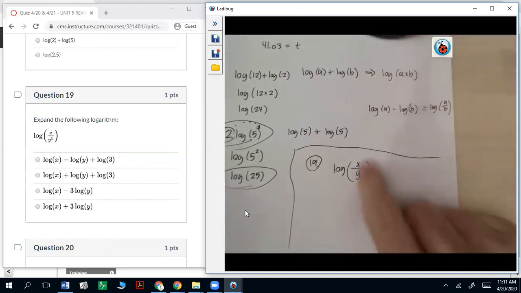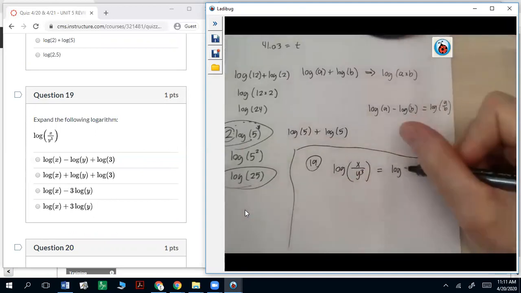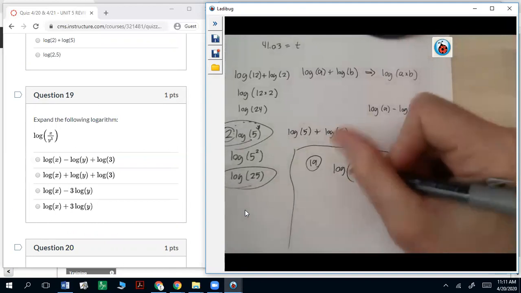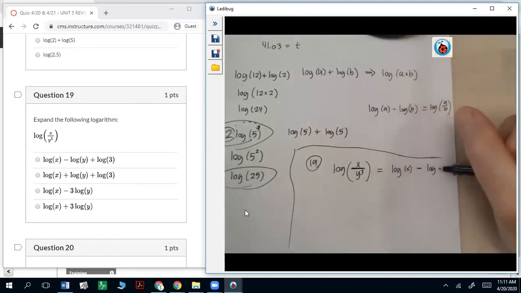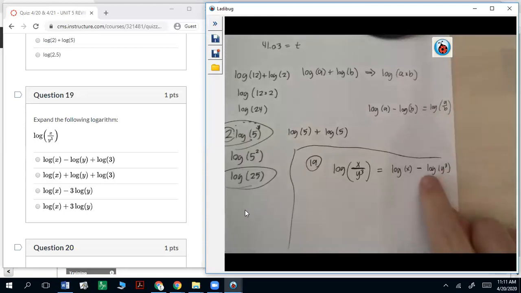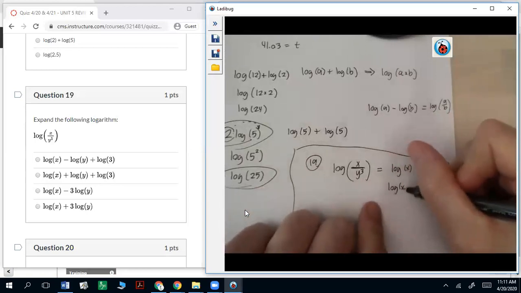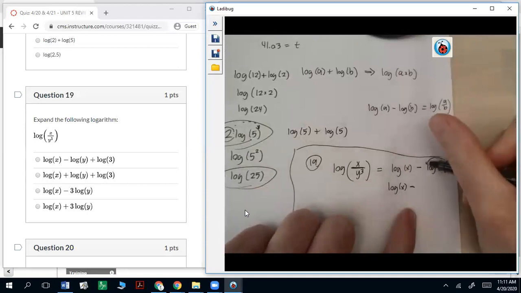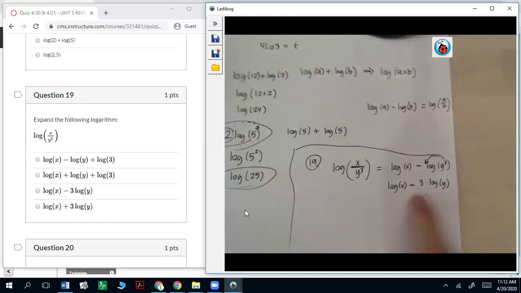So since I have it as a division, I can expand it and do log of x. And since that's division, division goes to minus log of y to the third power. But expanding means I need to get rid of that exponent. So I need to bring that out front of this log. So we're going to keep the log of x as is. But that 3 is going to get powered down, and that's going to go out front of the log y. So log of x minus 3 log y will be your expanded form.